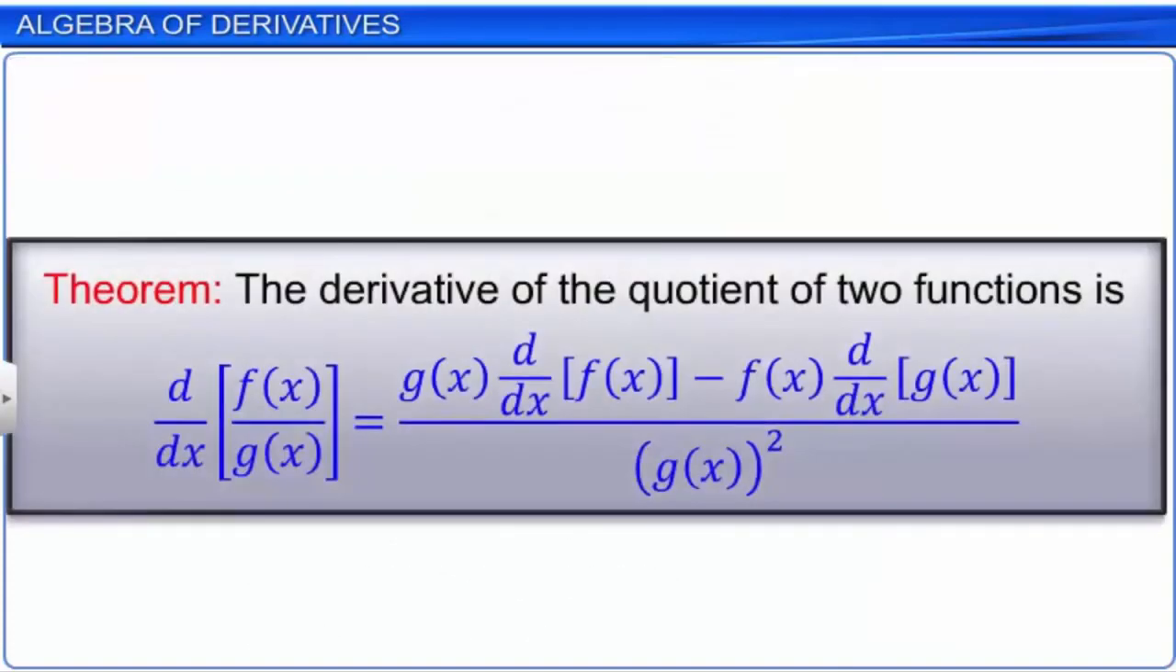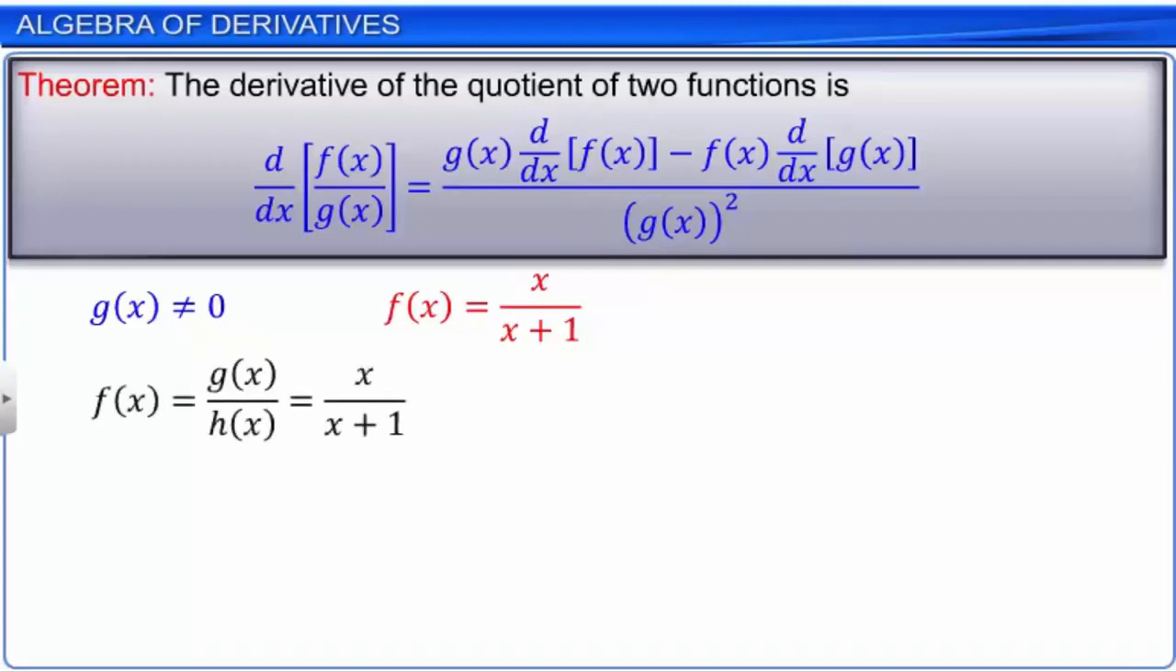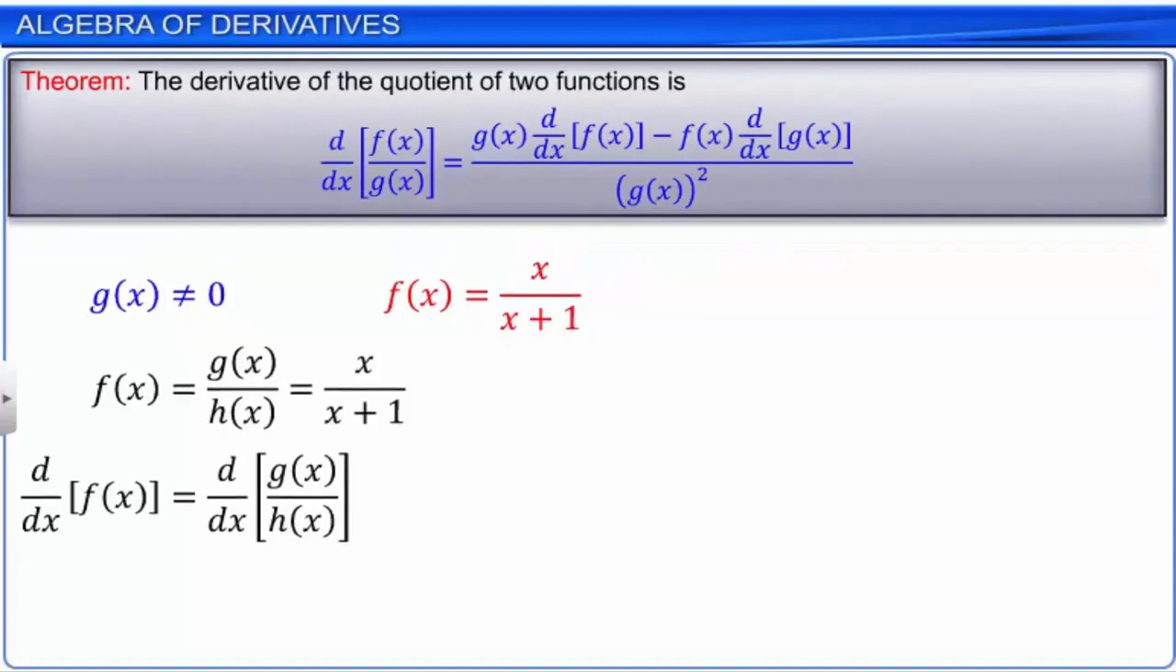The derivative of the quotient of two functions is as shown here. This theorem will be useful when evaluating functions of the kind shown here. Let's find the derivative of this function. This function can be represented as a quotient of two functions as shown. Now we find the derivative.